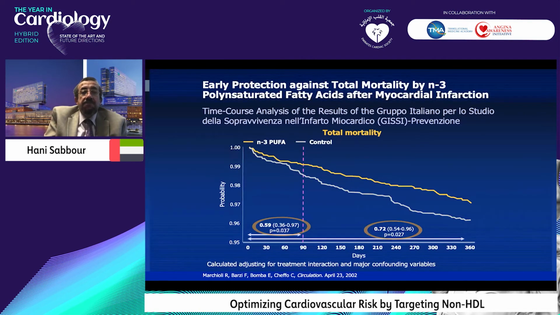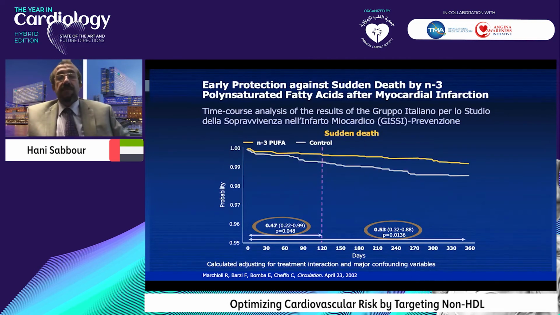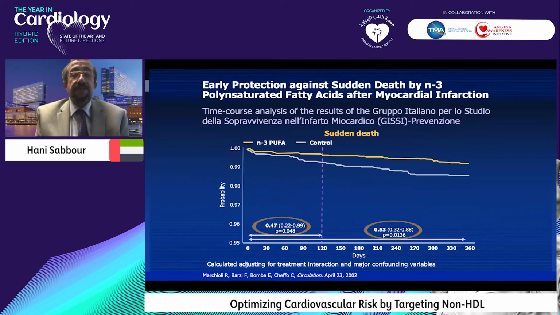There was an early protection against total mortality. We saw this within 90 days. And as I mentioned, these patients had slightly elevated triglycerides. And by the end of study, the outcome was even more significant with a reduction of almost 30%. The most important finding here was in the post-MI patient, a remarkable reduction, almost 50% of sudden death that started within 3 months and extended for the duration of the study.